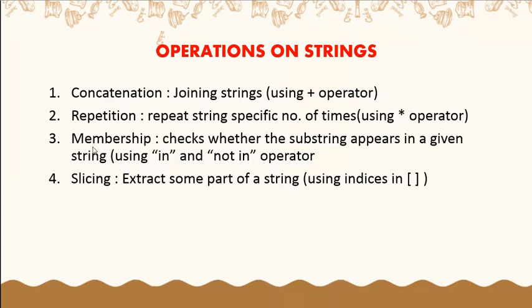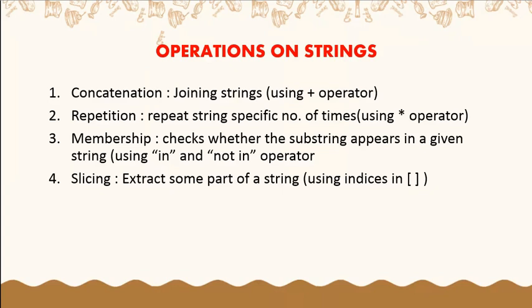It checks whether the substring appears in a given string or not, and that can be done by using the in operator and not in operator. And fourth is slicing, that means extracting some part of a string, and we will use the indices in square brackets. Previously we accessed the character by using square brackets, but this time we can extract the substring from the given string by using the index numbers stored in square brackets.